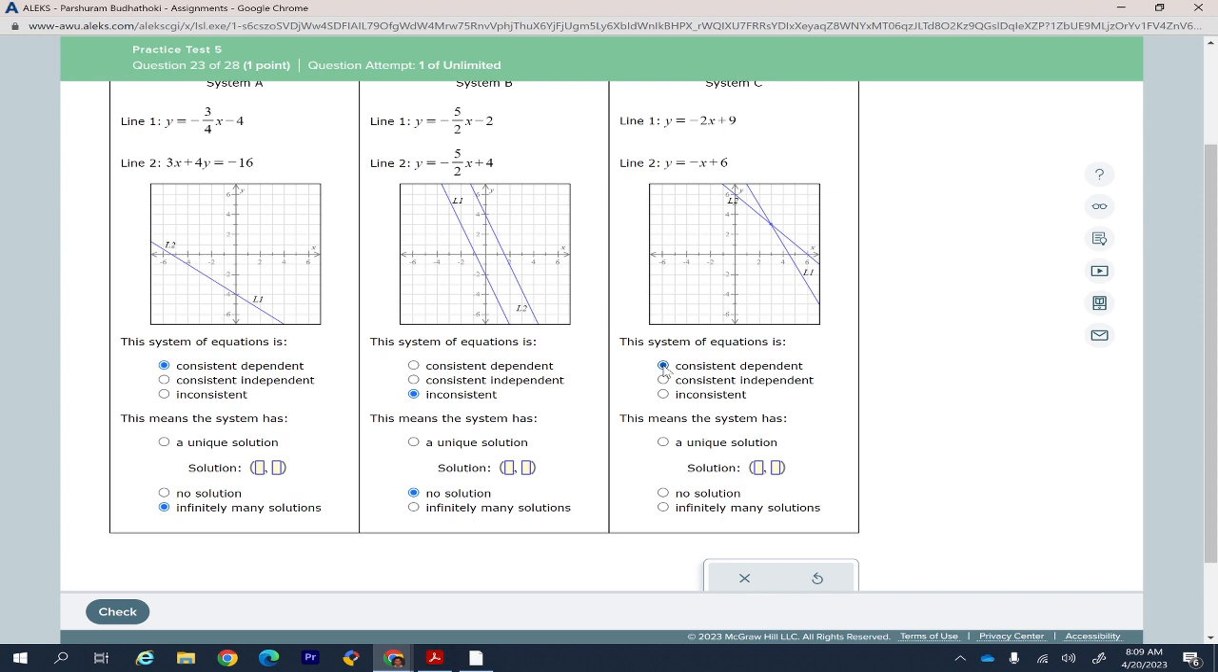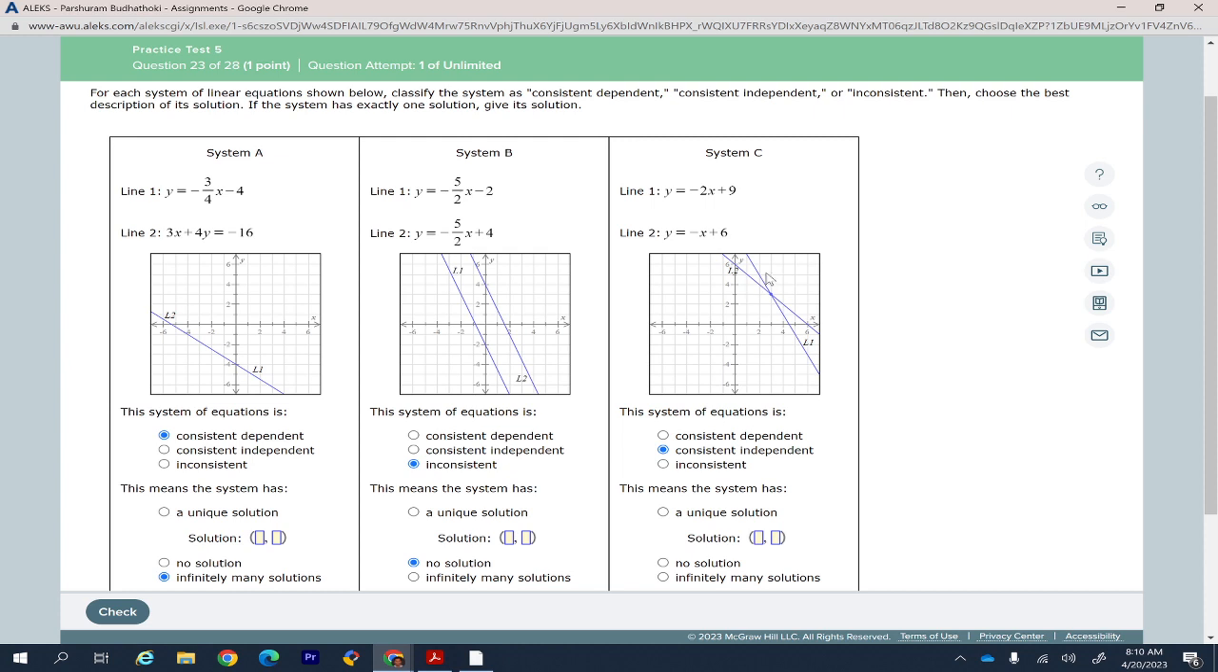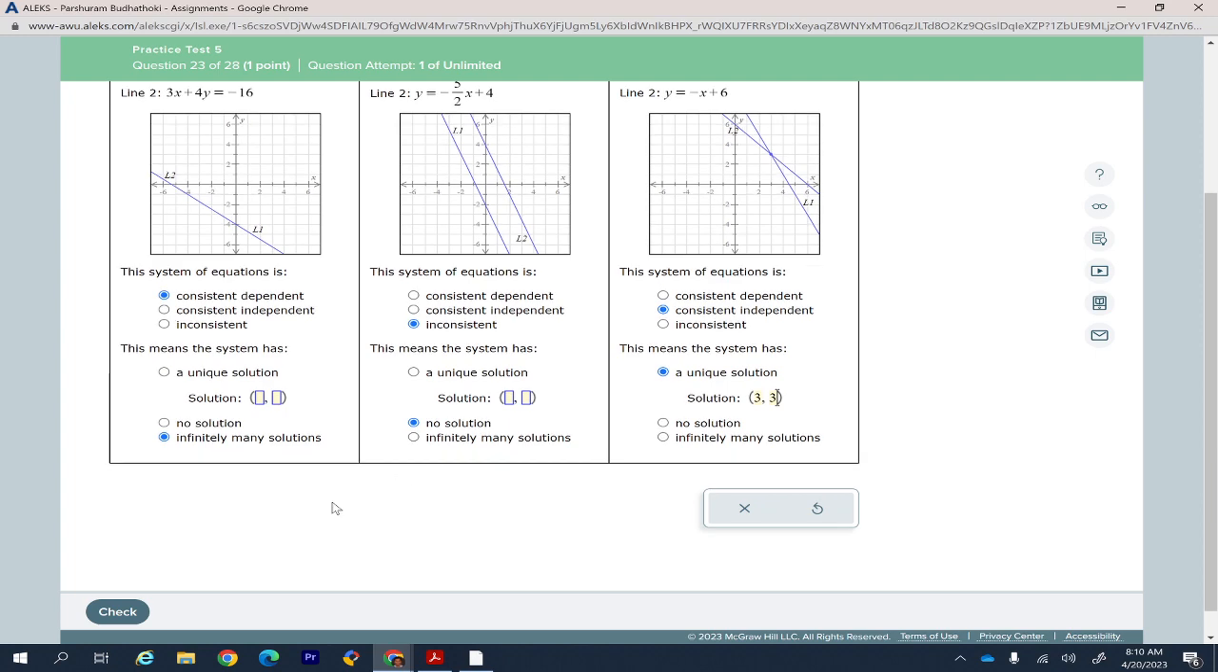Here it's consistent dependent, sorry, this is consistent independent. Independent means there are two different lines, but there is one solution, and that solution is this point of intersection, which is 3, 3. So if you're talking about the same line, it's called consistent dependent. If you're talking about two different lines but there is one unique solution, that's consistent independent. If there is no solution, it's inconsistent.